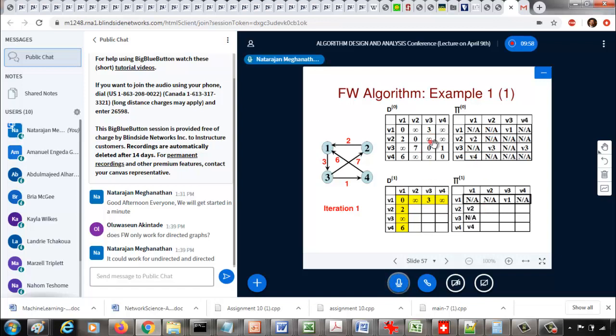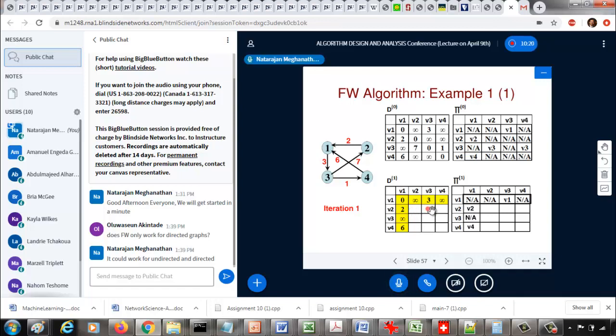Now what about this cell? We are trying to fill cell 2, 3. So I should draw a horizontal line as well as a vertical line. The horizontal line will hit here at this value 2 and the vertical line will hit at 3. So I'm going to add 2 plus 3. So 2 plus 3 is 5.